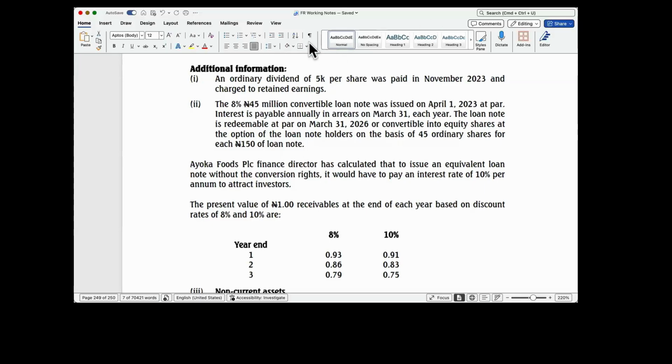And I told you that in that case, IAS 32 says that you're going to treat this instrument as both a debt instrument, that is a financial liability, and an equity instrument. You have to bifurcate, you have to separate the 45 million into financial liability and equity.